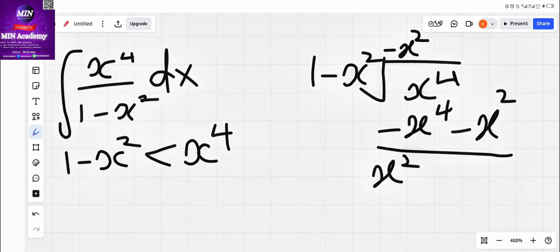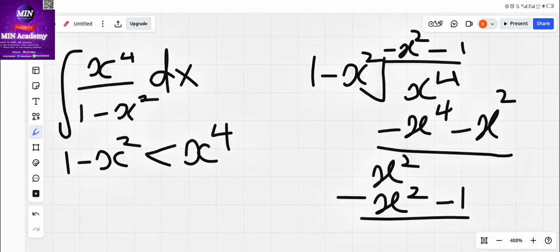We divide x squared by the highest power of x in the divisor, which is minus x squared. If we do that, we are left with minus 1. Then we multiply minus 1 by the divisor again, and we get x squared minus 1. So when you subtract, we are left with a remainder, which is 1.